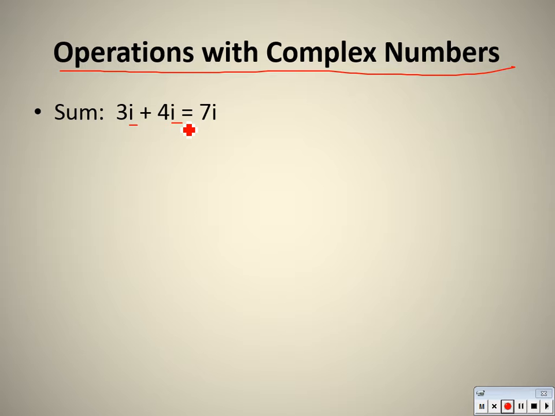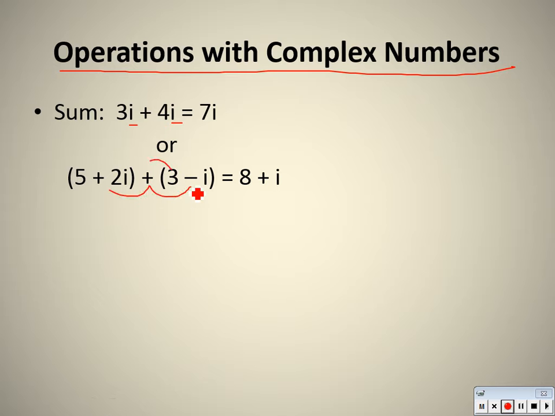So, for instance, if I add 3i plus 4i, that would equal 7i. So I'm treating it just like it were a variable, even though it actually isn't. Or if you had something like this here, if I combine like terms, 5 plus 3 would be 8, and then 2i plus -i would be positive i. Just some different things involving sums.